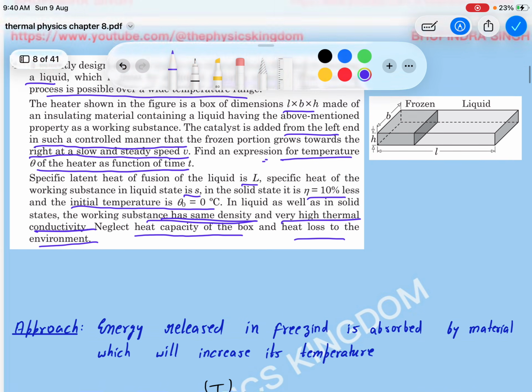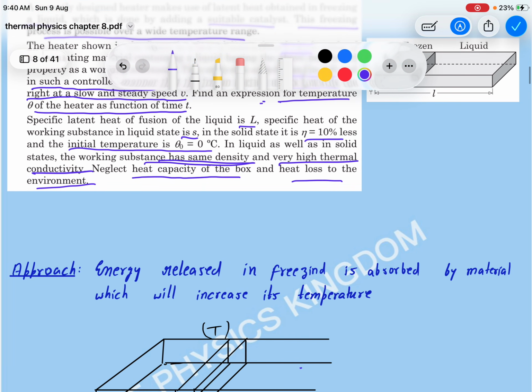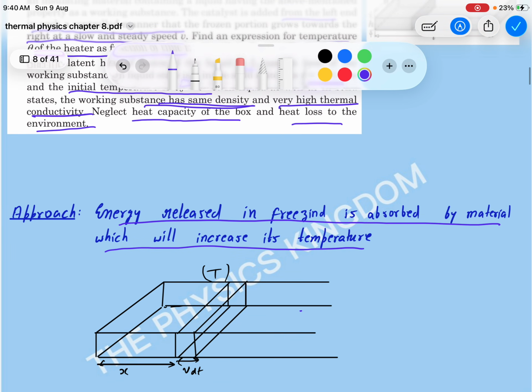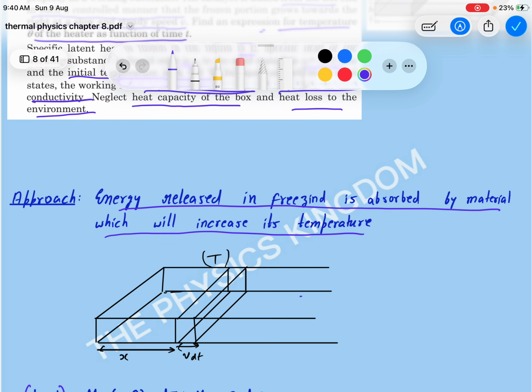Now, what should be the approach? The energy released in freezing is absorbed by a material which will increase its temperature, obviously. As I said, they are giving a velocity. So at any instant, suppose x length is already frozen, right?